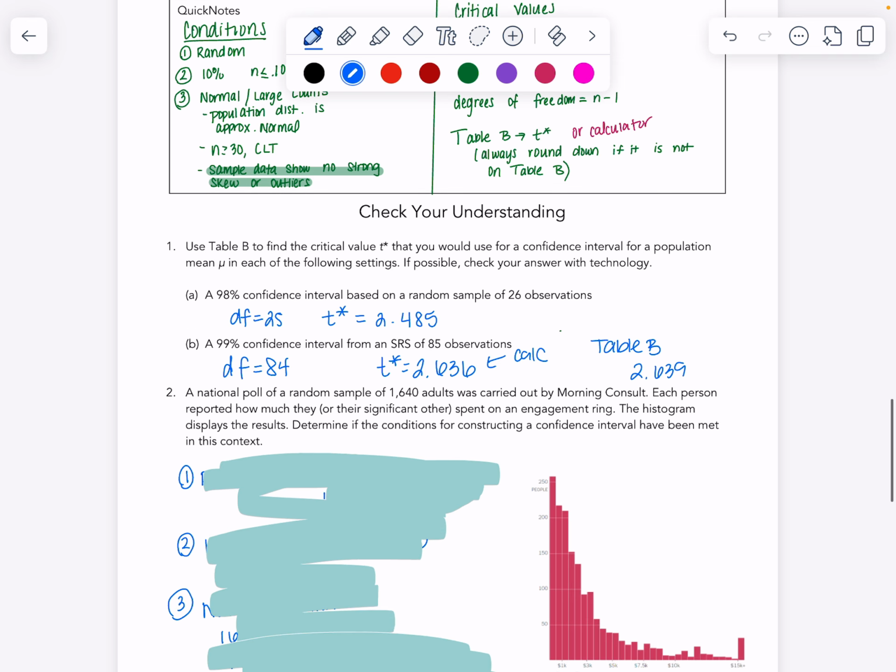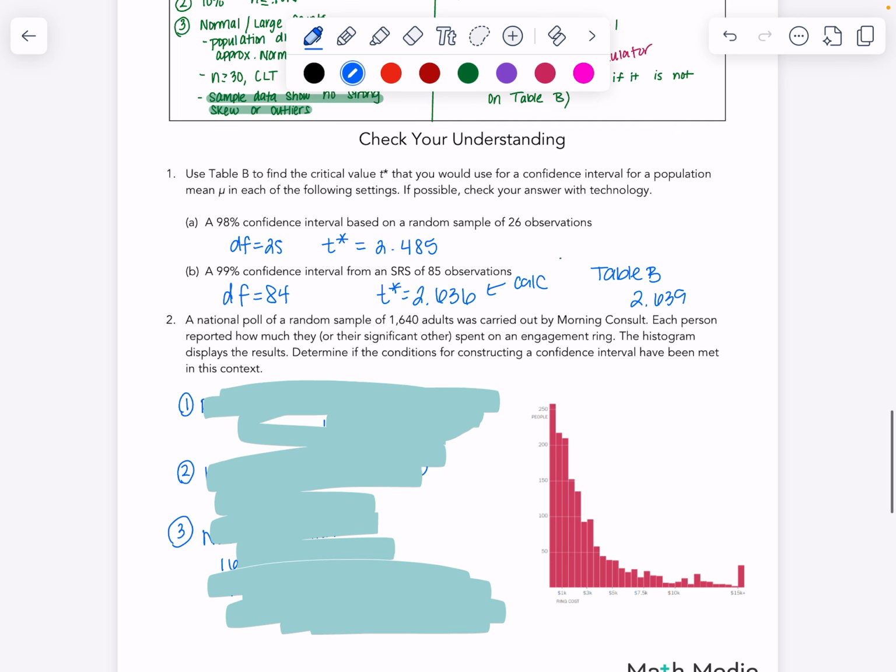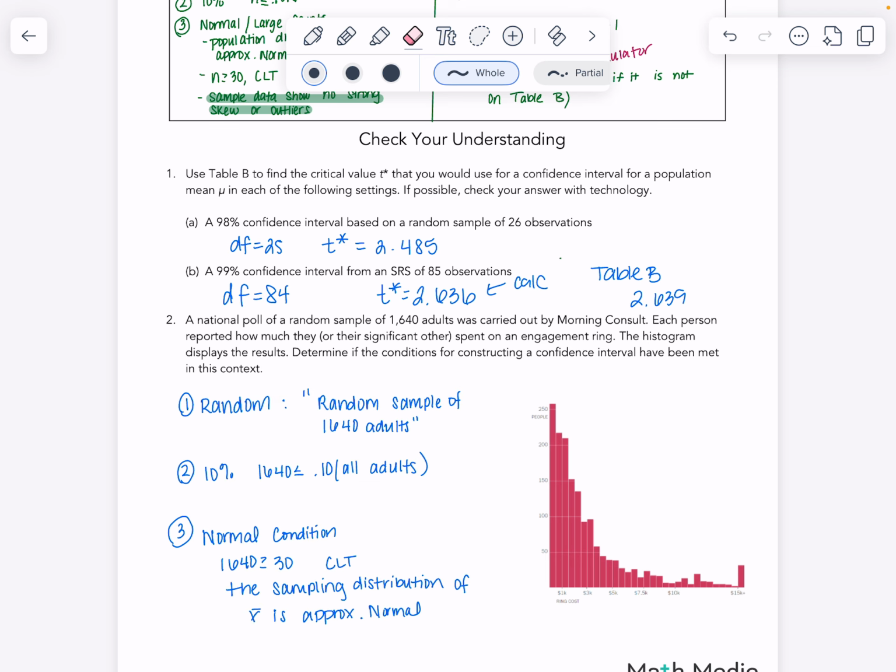For question 2, we have a national poll of a random sample of 1,640 adults carried out by Morning Consult. Each person reported how much they or their significant other spent on their engagement ring. The histogram displays the results. Determine if the conditions for constructing a confidence interval have been met in this context. So I'm just going to go ahead and reveal that. We have the random condition, which states that we have a random sample of 1,640 adults. This meets the 10% condition, and it also meets the normal condition by the central limit theorem. And that's it.